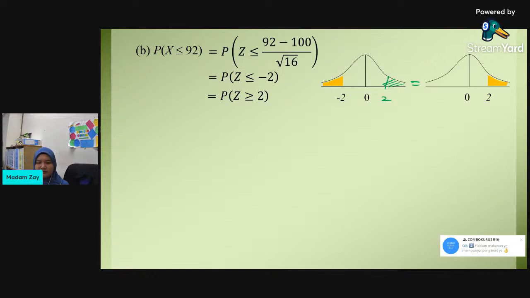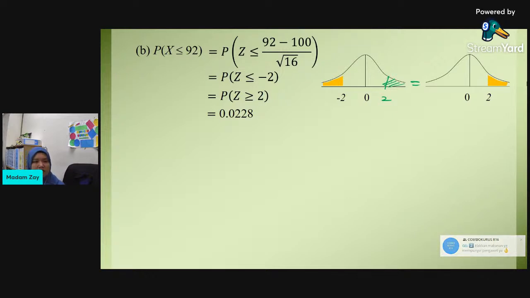Apa nilai dia? Kita tengok daripada table, apa nilai dia? Betul, 0.0228. Okay, so faham nak cari macam dalam table lah.